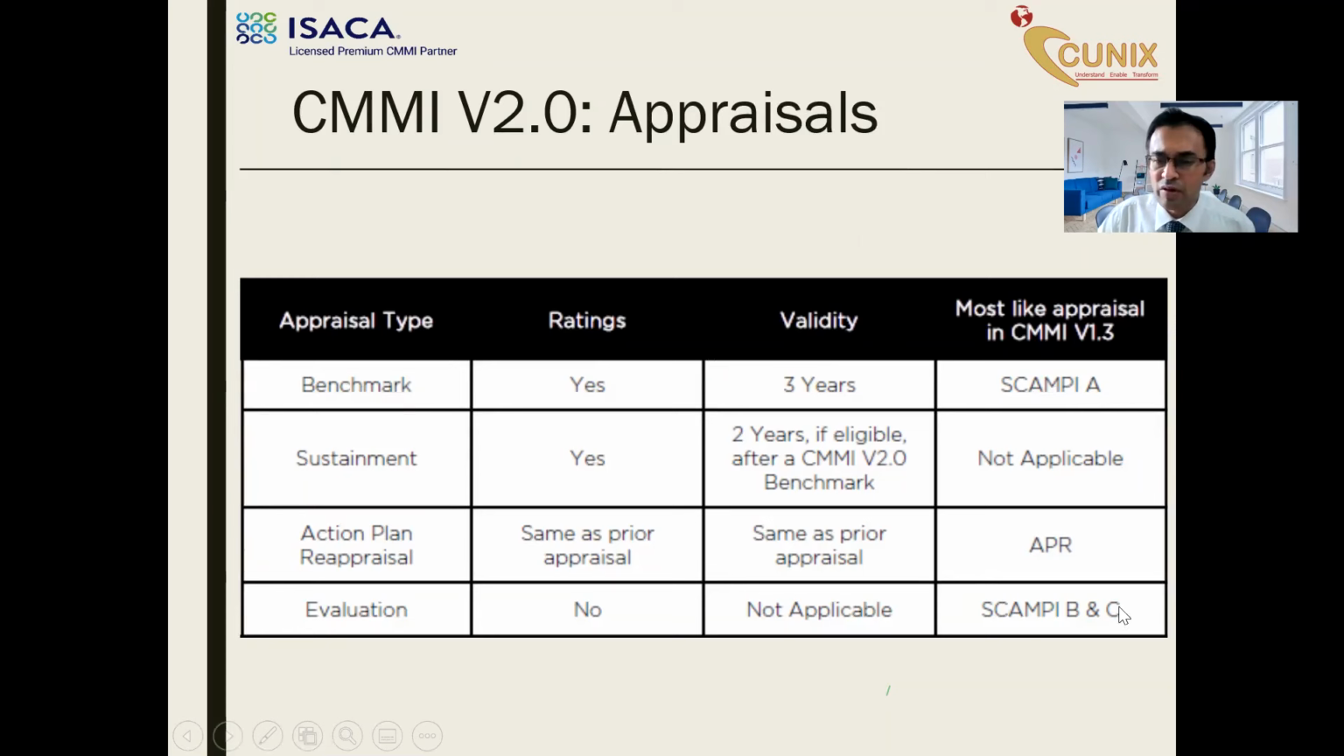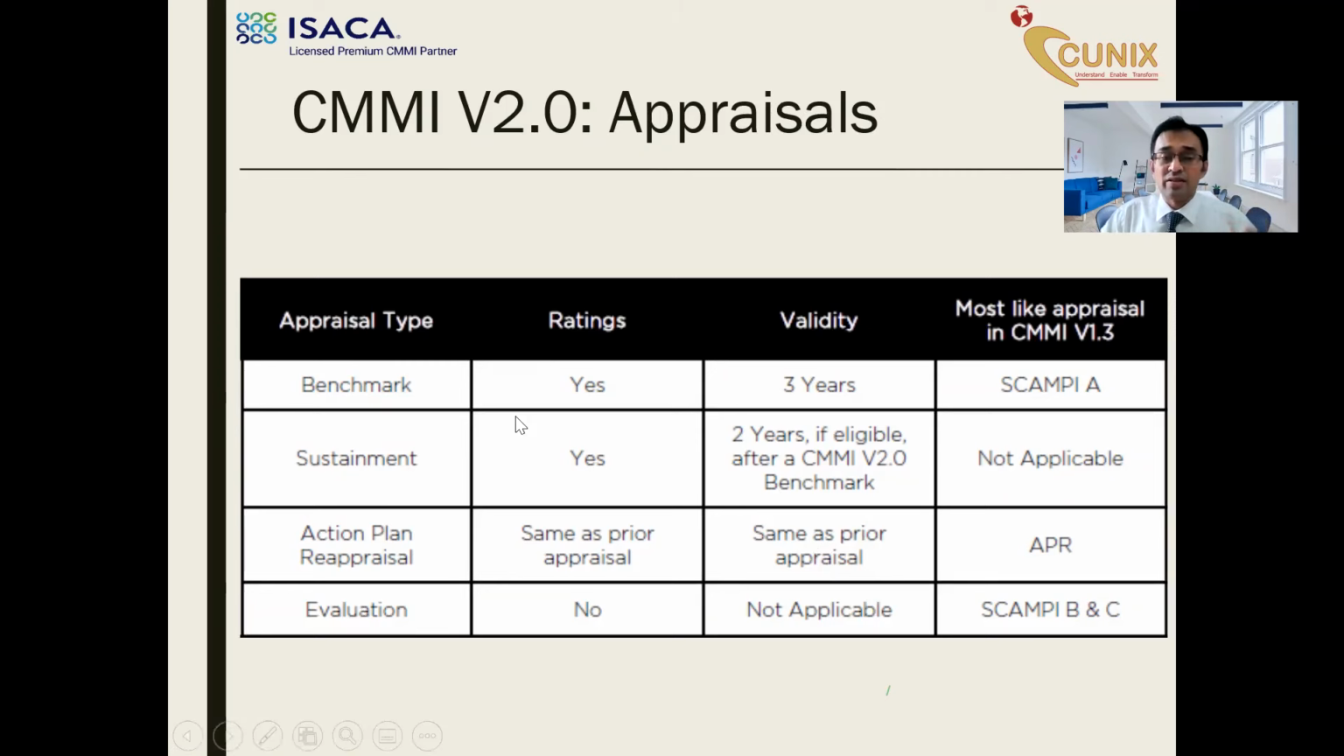And if you remember, there were 2 types of SCAMPI, B and C, which were more like a mini appraisal, and SCAMPI C was like a gap analysis. Now those appraisals are called evaluation appraisals. There's no validity as such, but they're only about the findings. And there's a new type of appraisal that has been introduced, which is the sustainment appraisal.